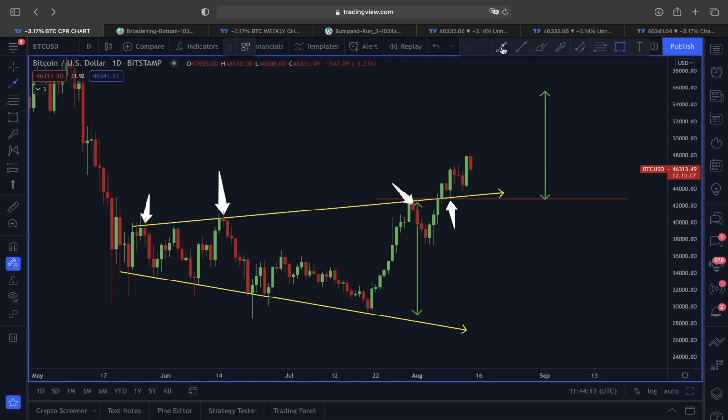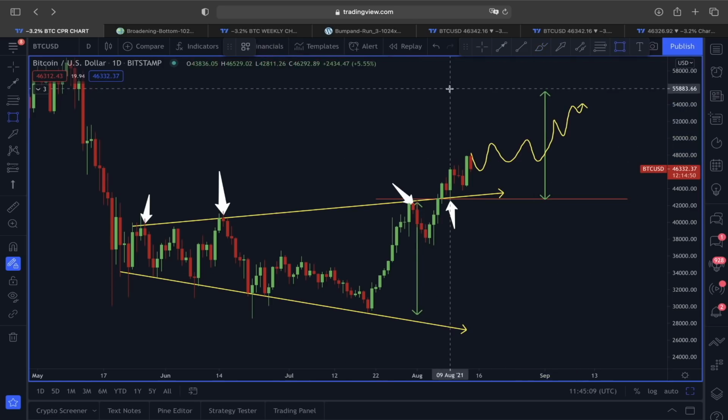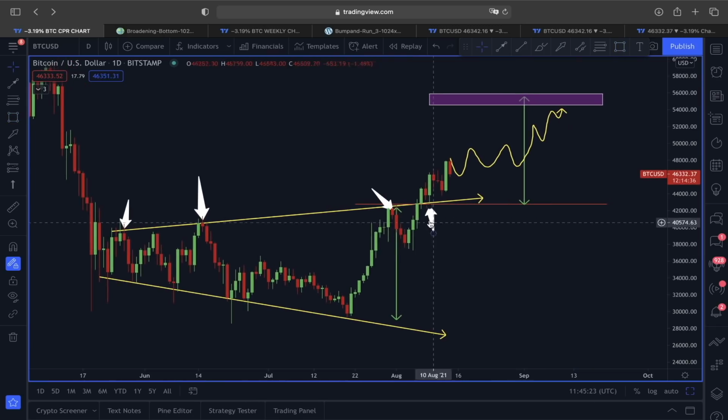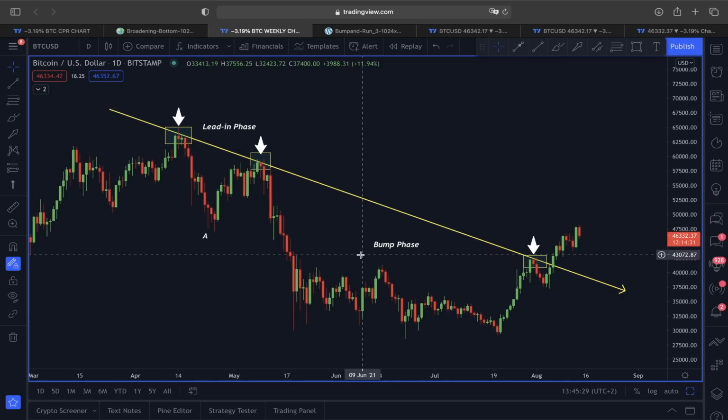I have always been very clear. We are not expecting a move in this manner, but more of a range bound type of scenario before price reaches our price target area, because according to this broadening bottom, the price target is lying around the 55,000 price range.